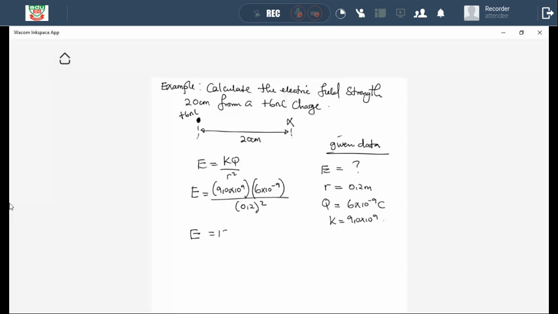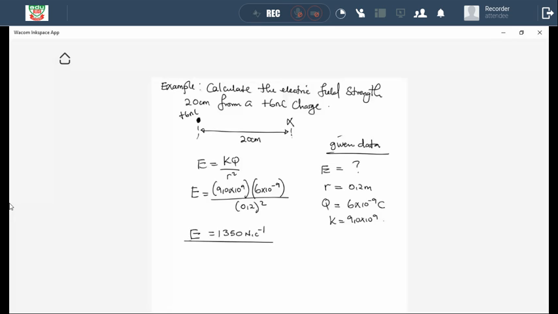I'm getting 1,350. That is Newton per coulomb. That is the electric field strength at that particular point, which is 20 centimeters from the charge.